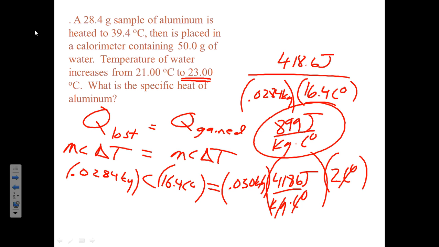Let's think about this unit for a minute. What does that unit mean? Because that is the appropriate unit for specific heat. It means if you have 1 kilogram of this substance, aluminum in this case, and you add 899 joules of heat to it, what happens? Temperature goes up 1 degree Celsius. So if you have 1 kilogram of the substance and you add that much heat, 899 joules, the temperature goes up 1 degree Celsius.